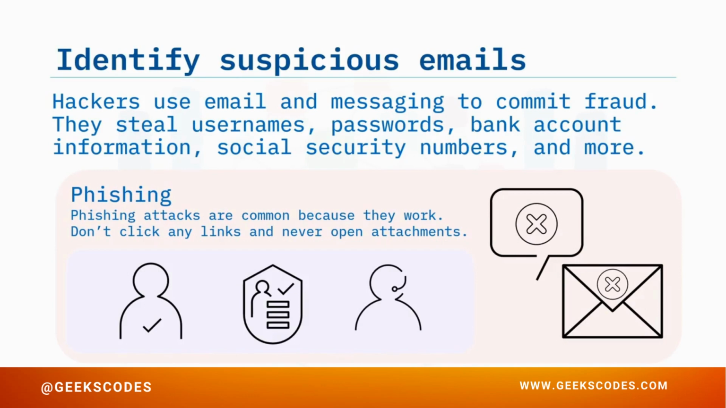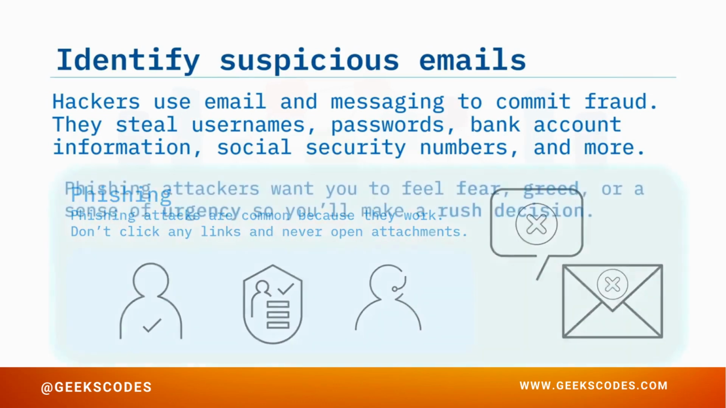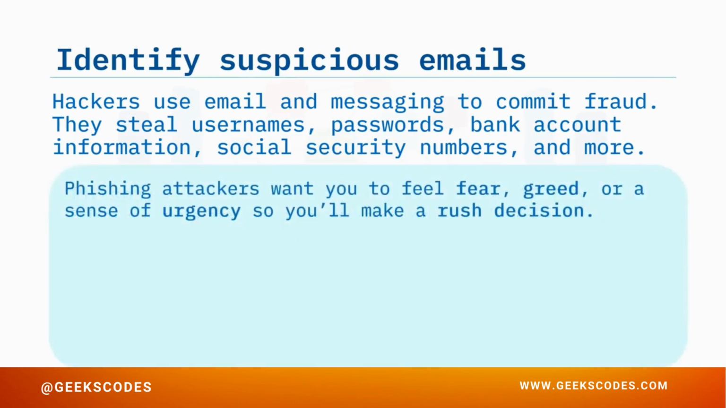Phishing attackers do their best to make it look like the email or message came from a friend or family member, or maybe someone official like your bank, the government, or a large company. And the story is always the same. They want you to feel fear, greed, or a sense of urgency so you're more likely to make a rush decision. For example, they are alerting you to suspicious activities or logins on your account.